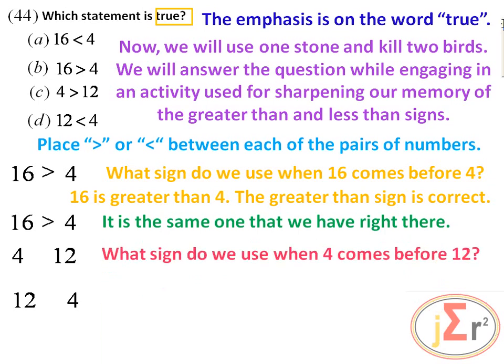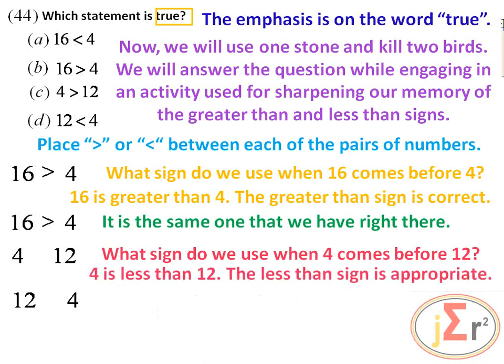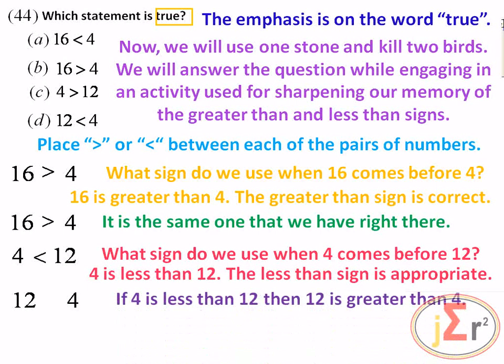What about that one? What sign do we use when 4 comes before 12? Less than. Jerry is saying less than. That's correct, Jerry. 4 is less than 12. The less than sign is appropriate. And if 4 is less than 12, then 12 is greater than 4.